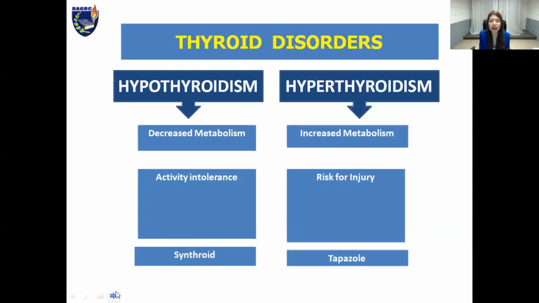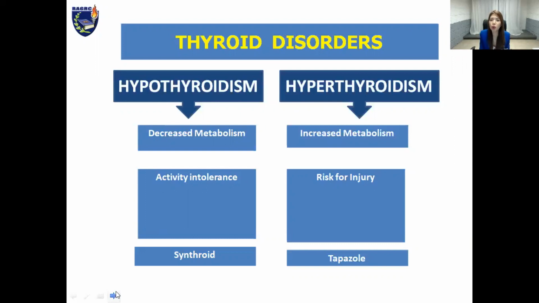Since the client has fatigability because of decreased metabolism, the nursing diagnosis applicable to a client with hypothyroidism would be activity intolerance. The drug of choice would be Synthroid. The generic for Synthroid is levothyroxine, and that is your thyroid hormone supplement to increase the production of thyroid hormones.